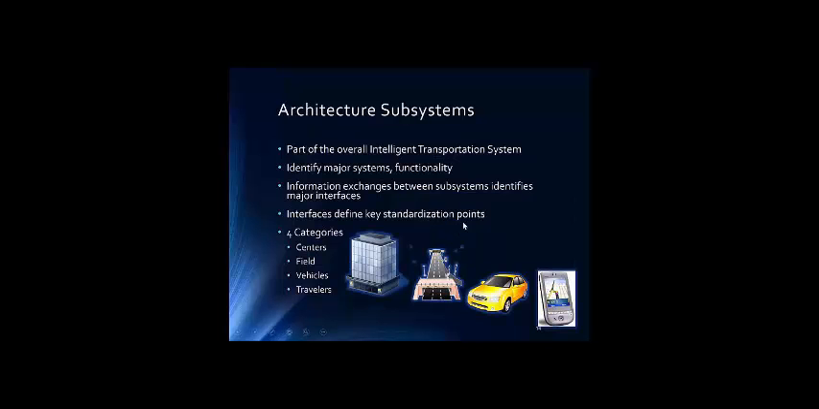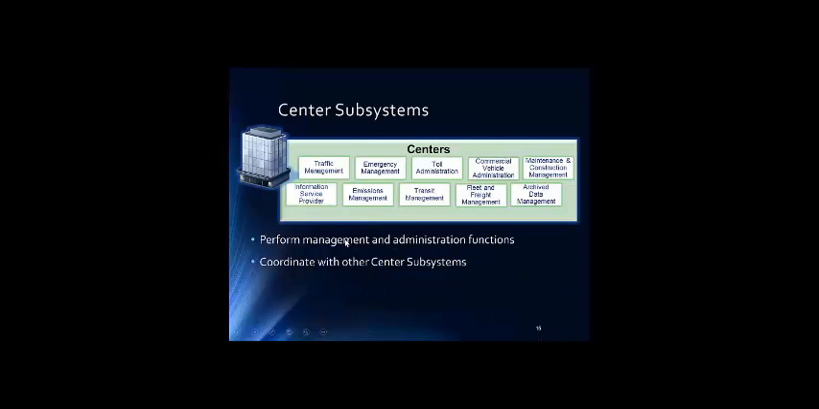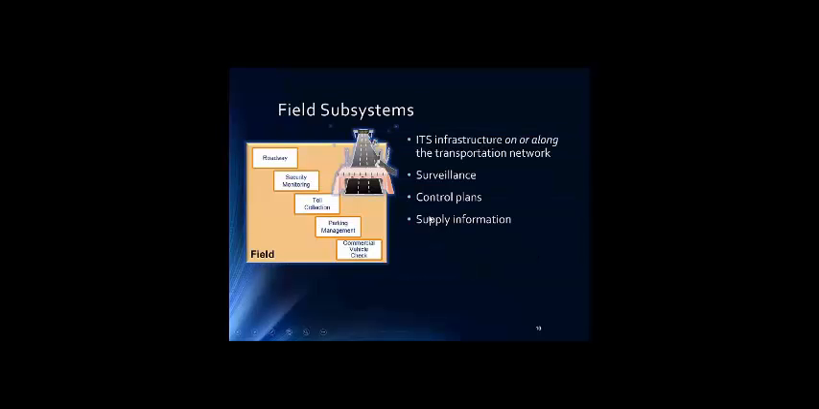Architecture subsystems basically identify major systems and functionality, and typically these subsystems are centers, field devices, the vehicles themselves, or travelers themselves. These are the individual pieces of ITS, you could say. Within a center subsystem, there are different types: transit management centers, toll administration centers, etc. In many cases, one of the challenges with ITS is for these systems or subsystems to work together.